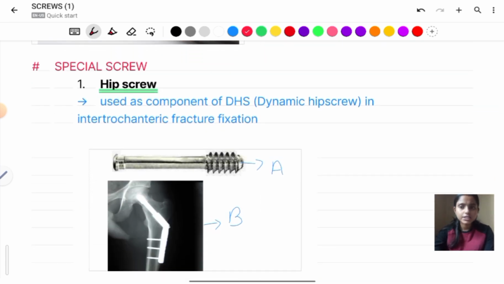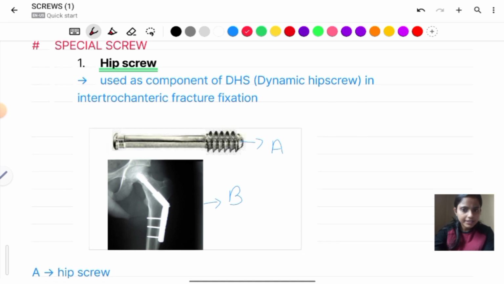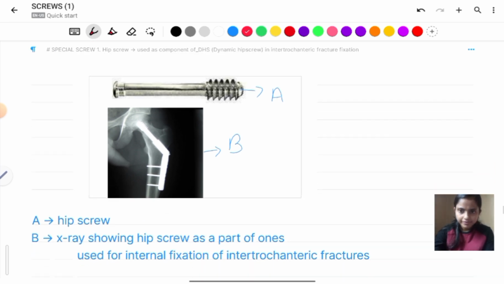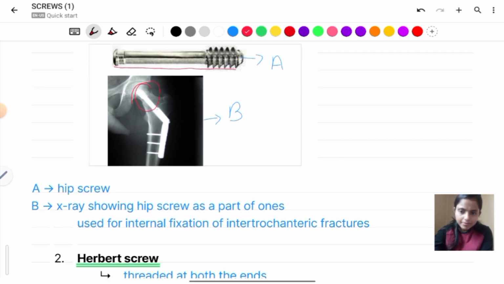Now some special screws. The hip screw. It is used as a component of the dynamic hip screw in intertrochanteric fracture fixation. This is the hip screw, and this is the X-ray showing the hip screw. This is the dynamic hip screw plate, and this is the screw, and this is the hip screw.